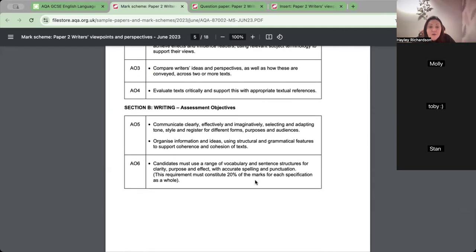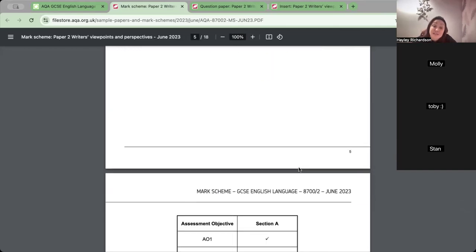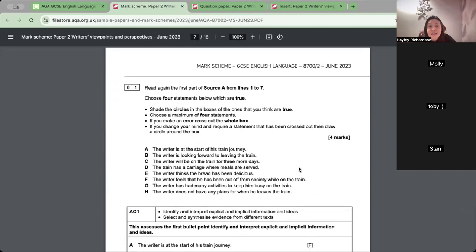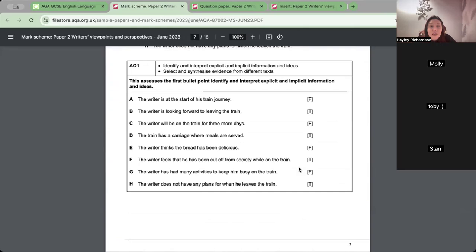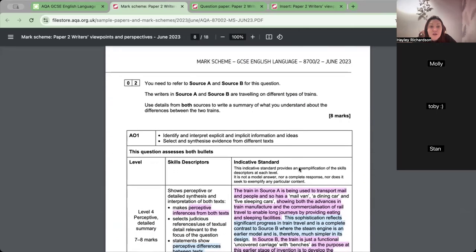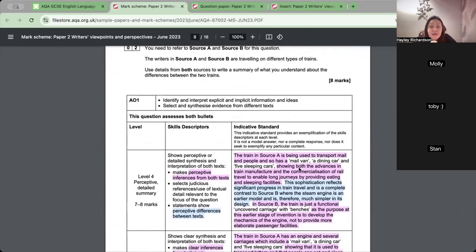Okay. We ignore section B, but it does say another thing here. There's appropriate textual references, quotes, basically. Okay, so look, when it says here and it says there, or at least saying, oh, in this section or in this line. Okay, so you need to refer to sources A and B. We know that. Using details from both sources to write a summary of what you understand.